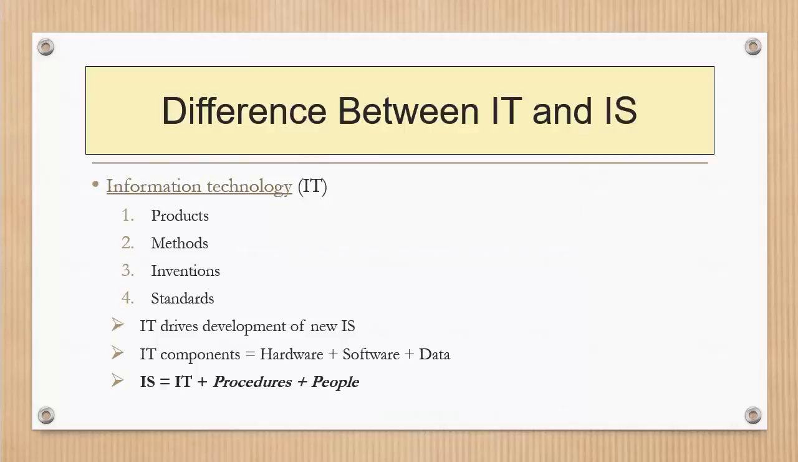So here's a slide that kind of breaks down the difference between IT and IS. When we think about IT, information technology, we're looking at different products, different methods, different standards, and these things kind of drive the new information systems. So the IT components in that previous slide were the hardware, the software, and the data. Then IS becomes the procedures and people in addition to the information technology.